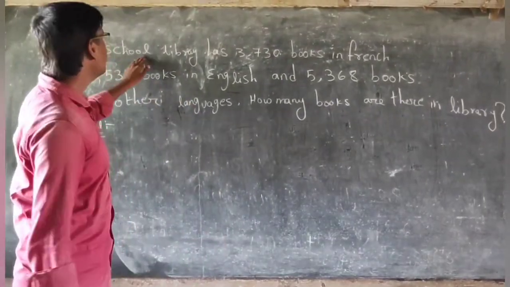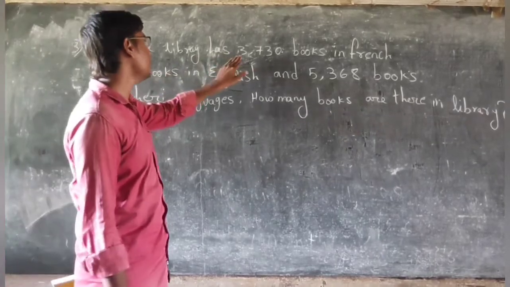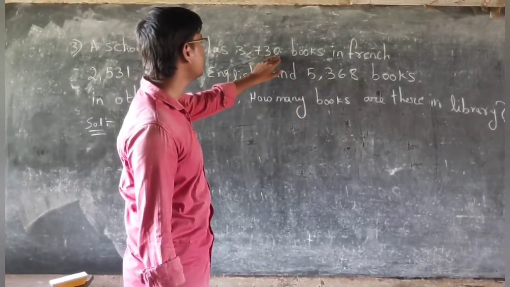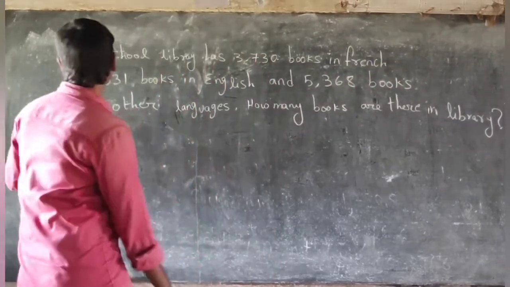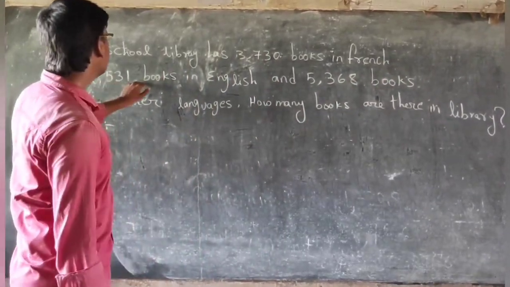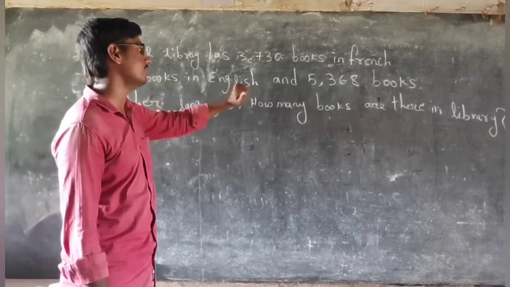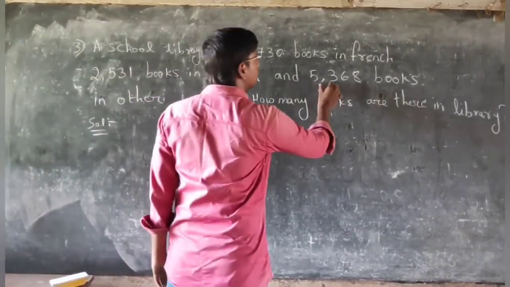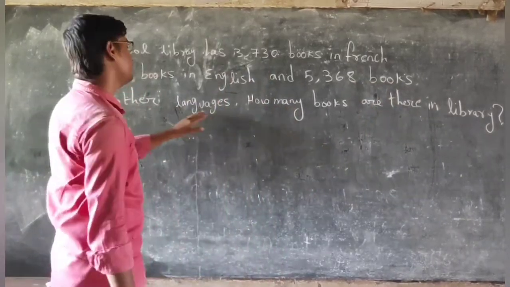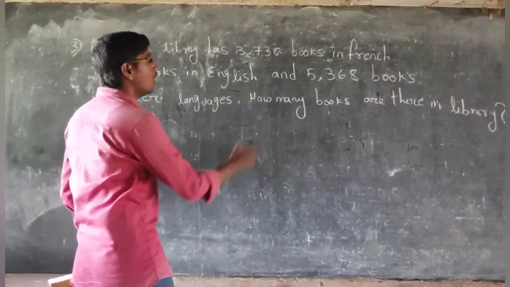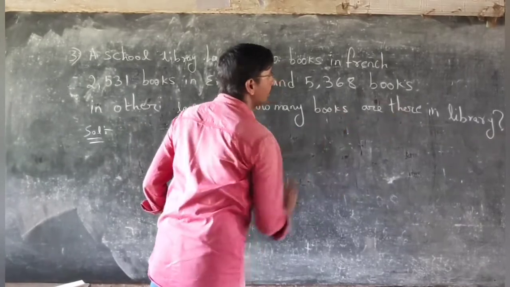Okay, a school library has 3,730 books in French, that means French language. Next one, 2,531 books in English language and 5,368 books in other languages, that means other languages. How many books are there in the library?